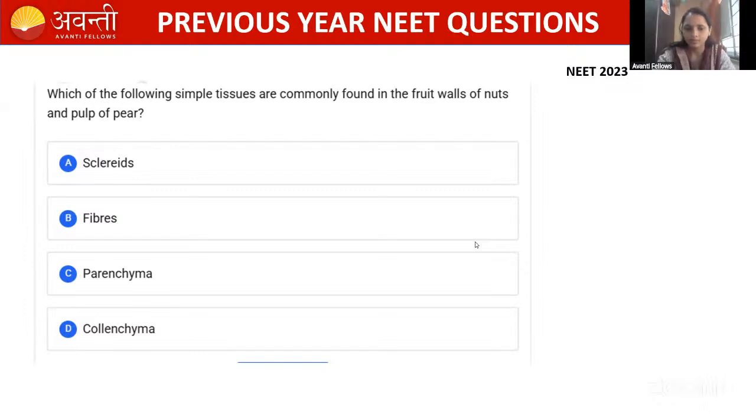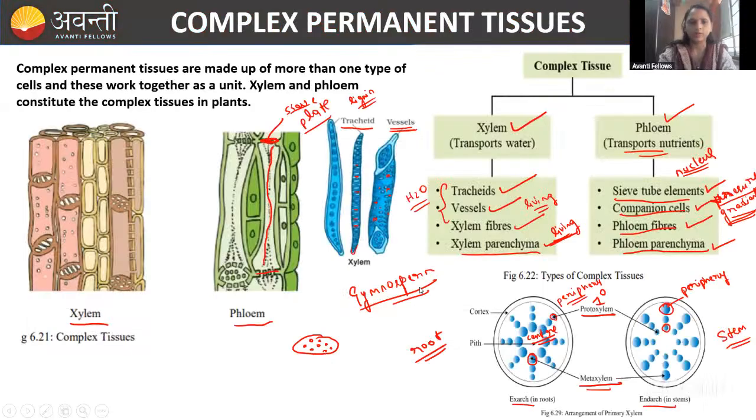Okay. Once again, guys, 1 minute. I will explain once again the permanent tissues, that is xylem and phloem, guys. Because this is not in the NCERT, right? That's why some people are getting confused here.